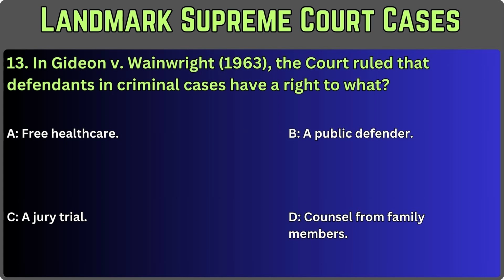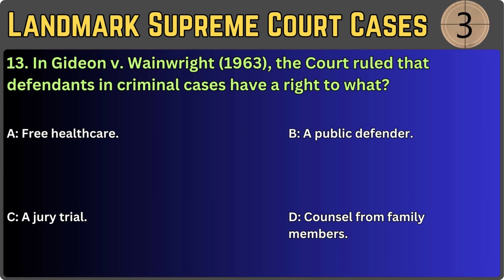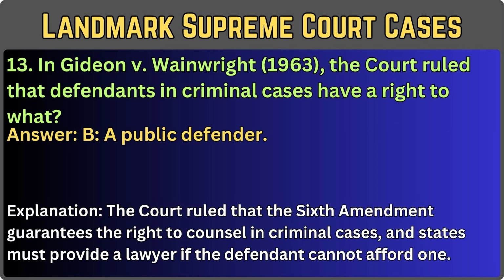Wainwright, 1963, the court ruled that defendants in criminal cases have a right to what? A. Free healthcare. B. A public defender. C. A jury trial. D. Counsel from family members. Answer. B. A public defender. Explanation. The court ruled that the Sixth Amendment guarantees the right to counsel in criminal cases, and states must provide a lawyer if the defendant cannot afford one.